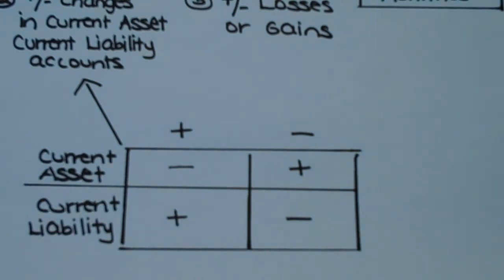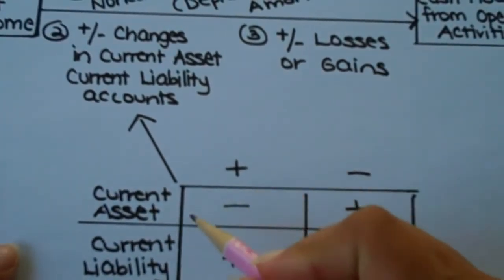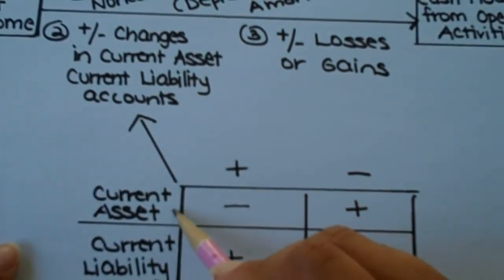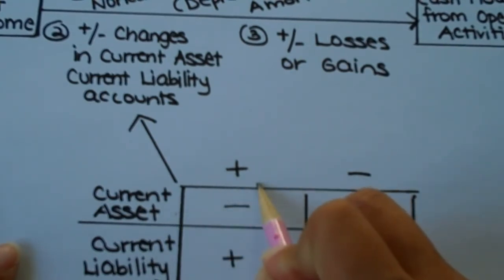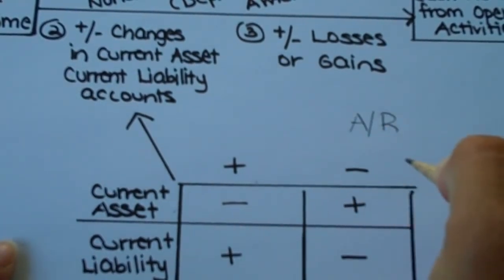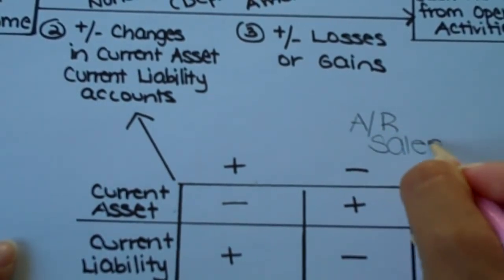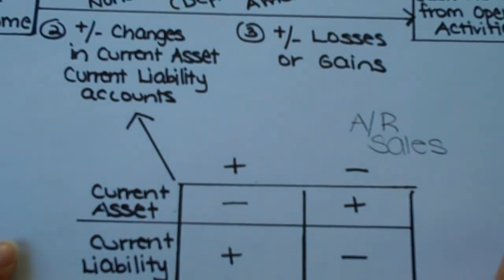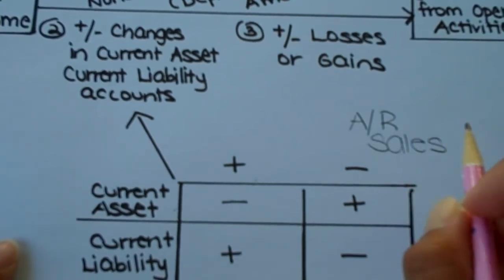And the way to think about this, and they do have examples in your book, is to use an example of a current asset. Let's take accounts receivable, money that is owed to us from our customers. What would cause that account to increase from last year to this year? Well, a common example would be if we had some sales that happened on account, because the journal entry for that would be accounts receivable, debit, credit to sales.